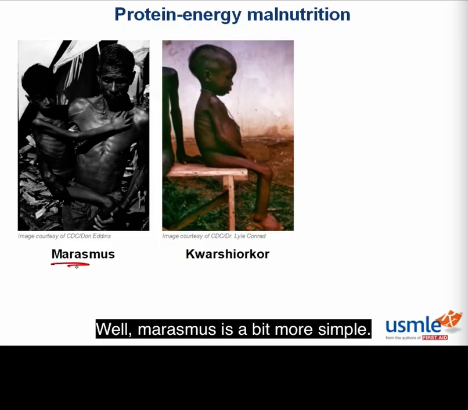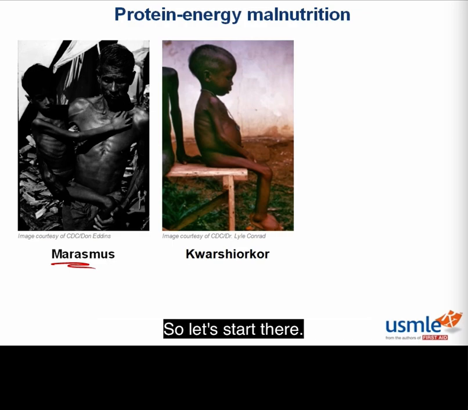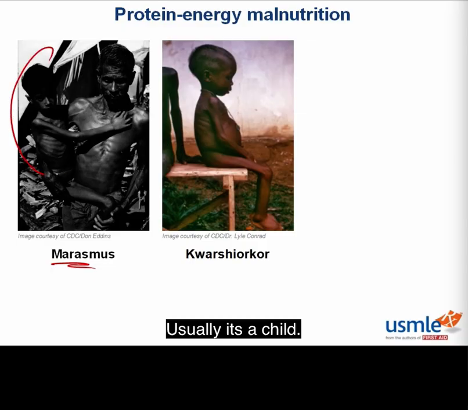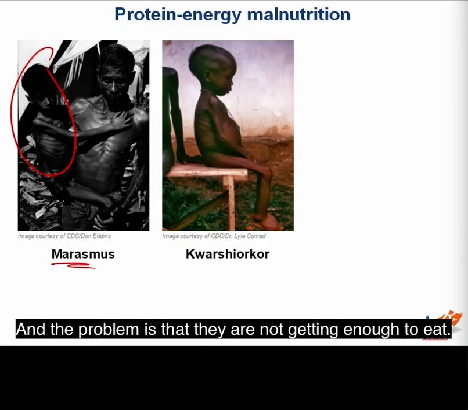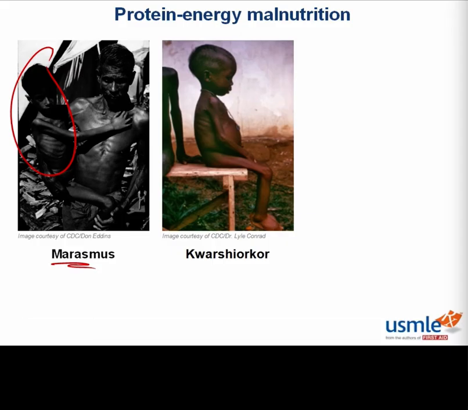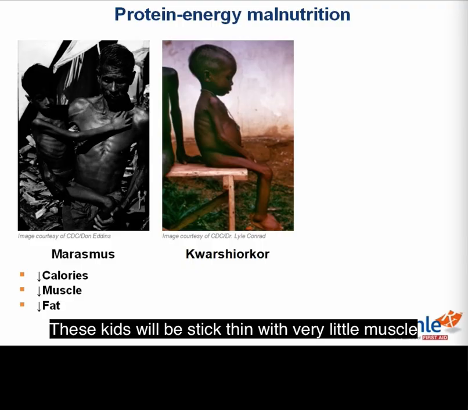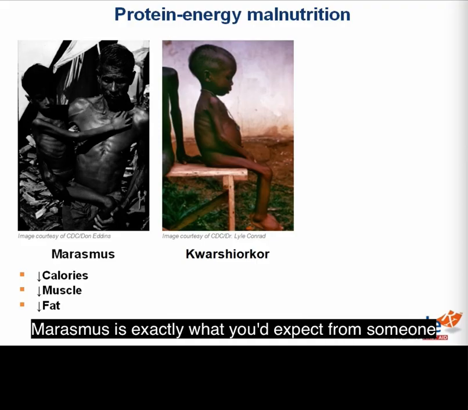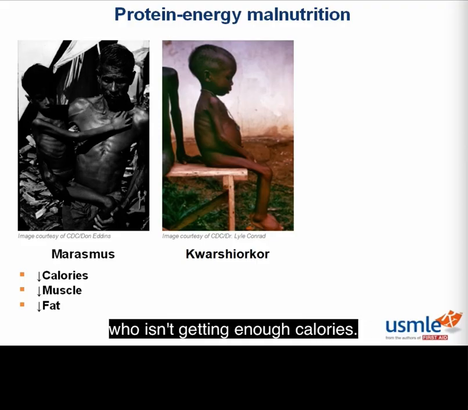Well, marasmus is a bit more simple, so let's start there. This is your straightforward malnutrition. Usually, it's a child, and the problem is that they're not getting enough to eat. They're eating some vegetables, some proteins, some carbs, but there's not very much of any of them. These kids will be stick thin, with very little muscle or subcutaneous fat. No surprises here. Marasmus is exactly what you'd expect from someone who isn't getting enough calories. So what's different in kwashiorkor?